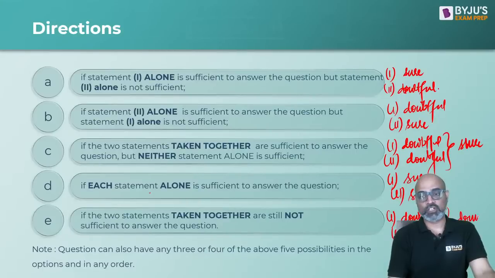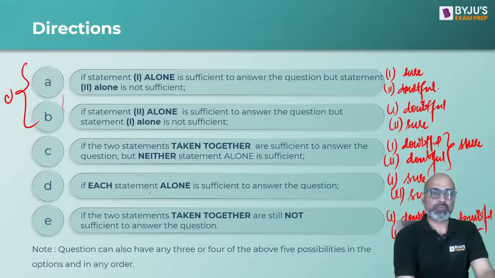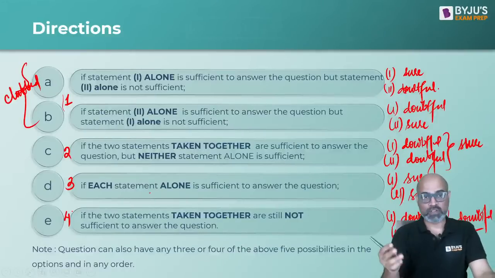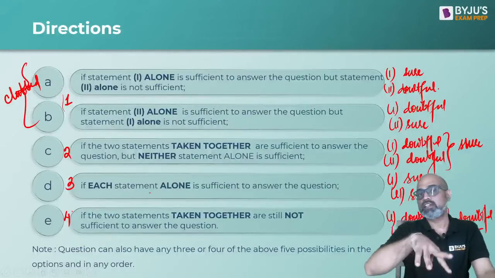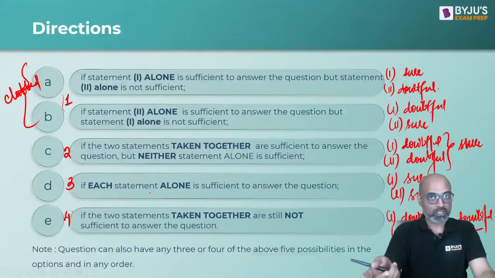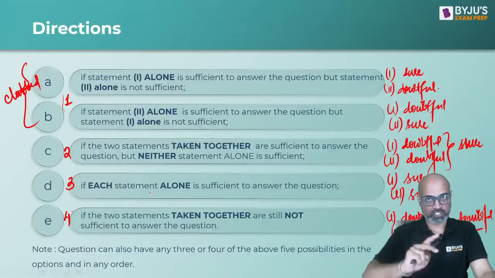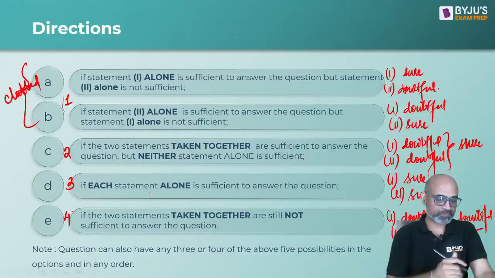And still, if you are doubtful that you will be able to answer it, then you mark option E, which is the fifth option. Sometimes A and B are clubbed so that you have four options: option 1, option 2, option 3, option 4. So you have to read the directions carefully because they can rearrange the sequence. It's not always true that the third one is always individually alone and the second one is together. No, they can interchange it. So anything can happen.